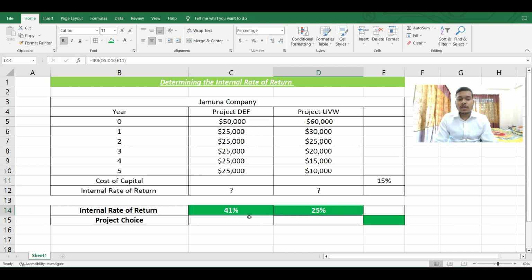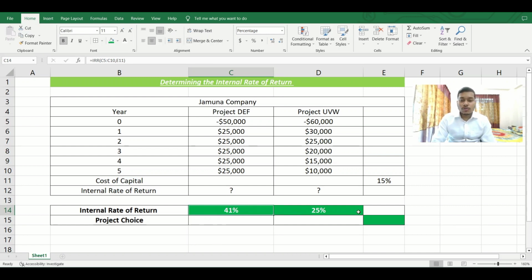Now the question came into mind that among these two projects, which project should I choose? So we can solve this situation in two ways. One is theoretical way and another is functional way. So if we see the theoretical way, those projects whose IRR is greater than the cost of capital will be accepted, others will be rejected. So as you can see that internal rate of return of project DEF is higher than the internal rate of return of project UVW. So we can easily say that project DEF will be the acceptable project.